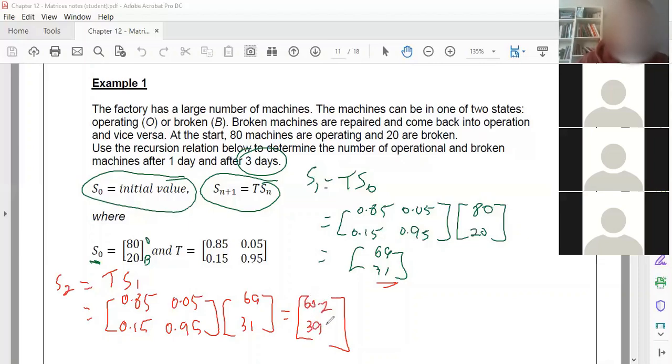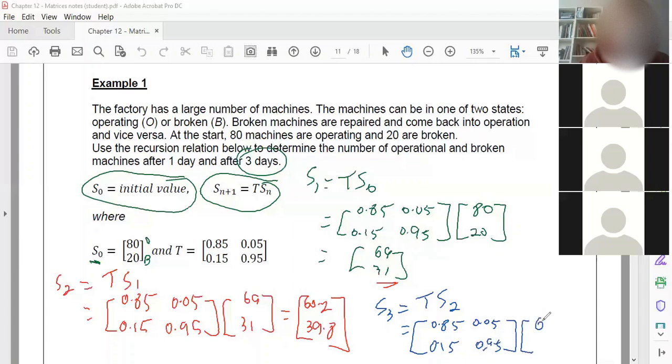60.2 and 39.8. Don't round into your final answer, because we really don't care about that when we want S of 3, which is T times S of 2, which means I'm going to do the 0.85, the 0.15, the 0.05, the 0.95 times S of 2, which is 60.2 and 39.8, which will give me, I'm just going to write it above here, 53.16 and 46.84.